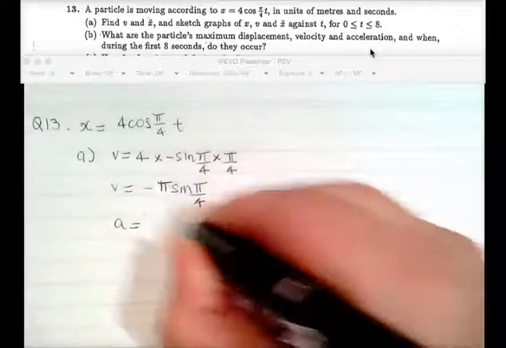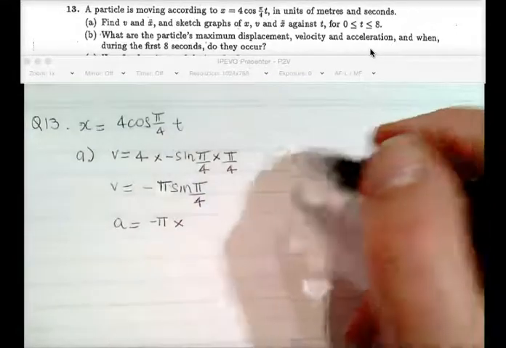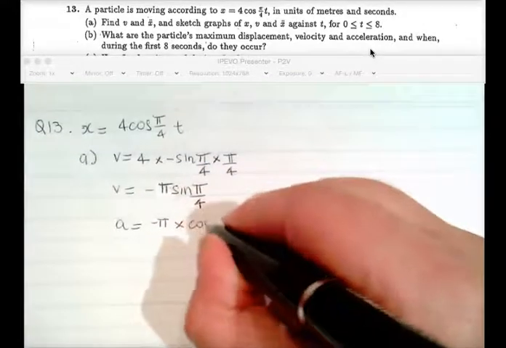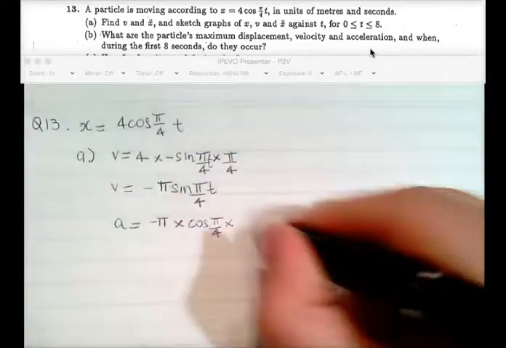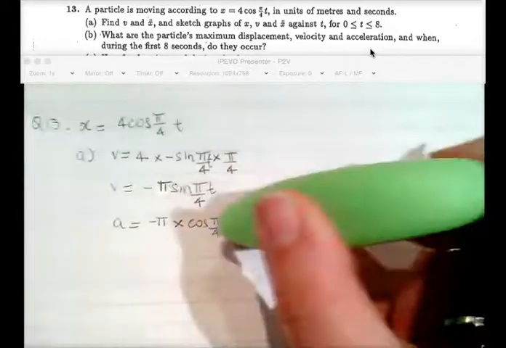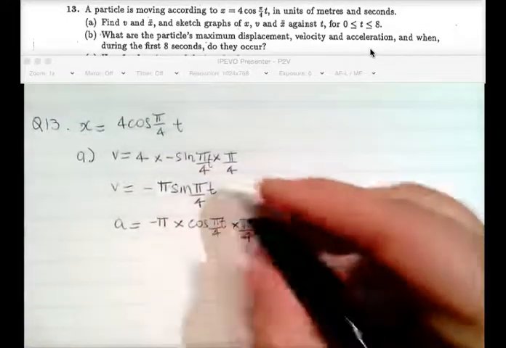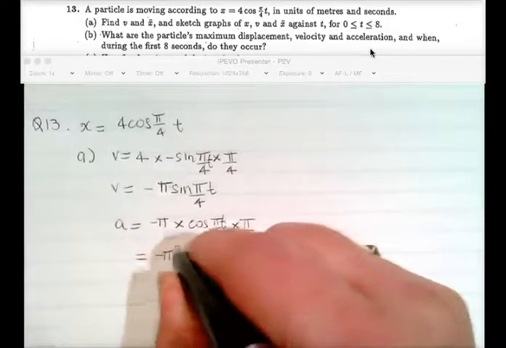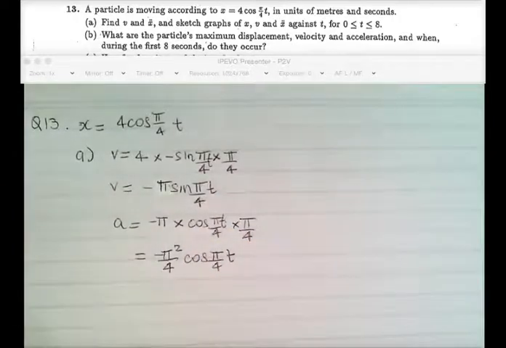Now acceleration is the derivative of that curve, which is negative pi times, now differentiate sine, you get cos. So we get cos pi on 4t times the derivative of pi on 4t, which is pi on 4. And so therefore the acceleration is negative pi squared on 4 cos pi on 4t. Okay, it says to find v and a, which we've done, and sketch the graphs of x, v, and a against t for the first 8 seconds.